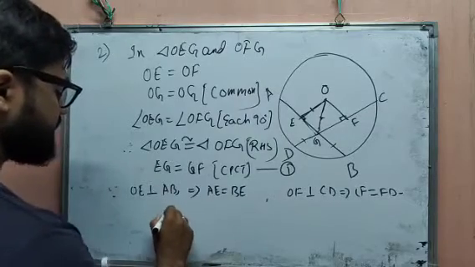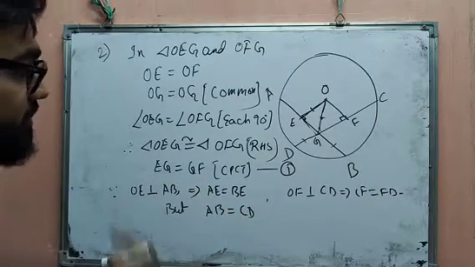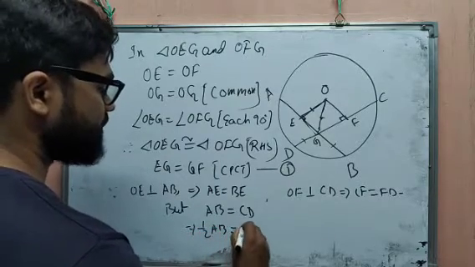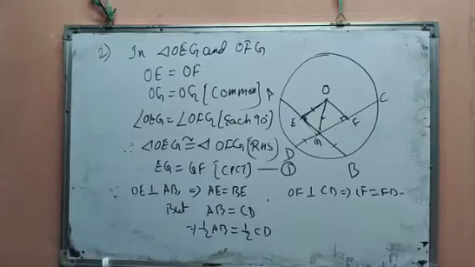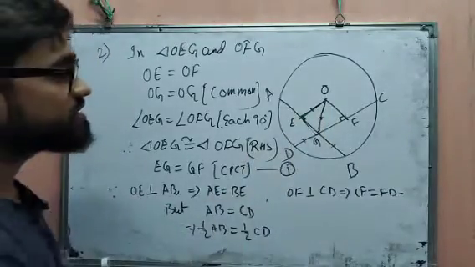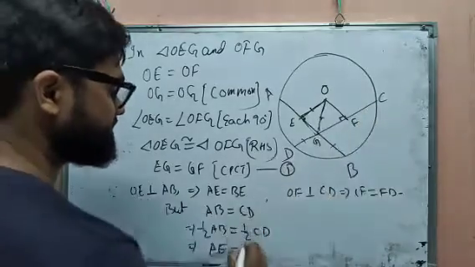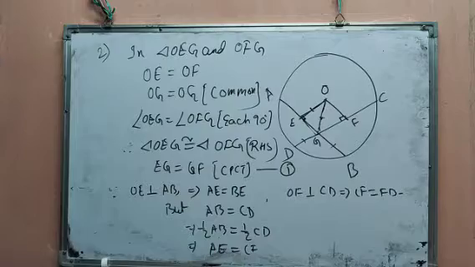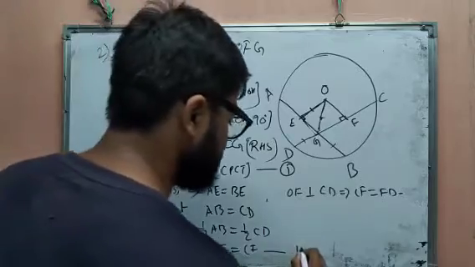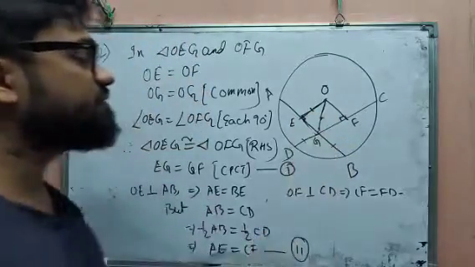But we have already been given AB equal to CD. So you can write half of AB equal to half of CD. Half of AB means AE, because E is the midpoint of AB. So in place of half of AB you can write AE, and in place of half of CD you can write CF. AE equal to CF. This is equation number 2.